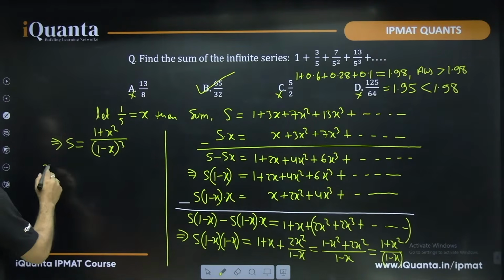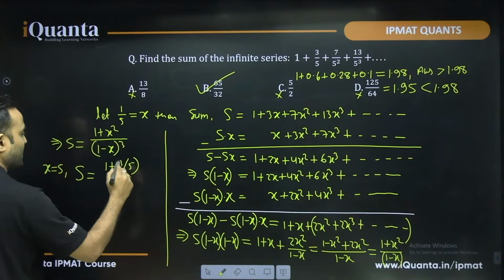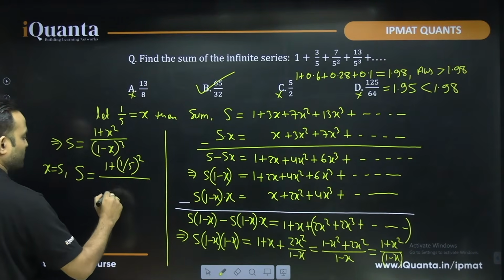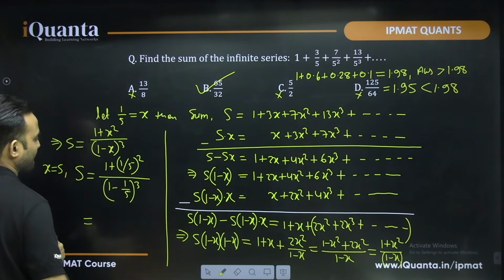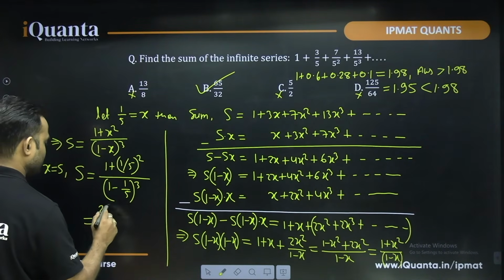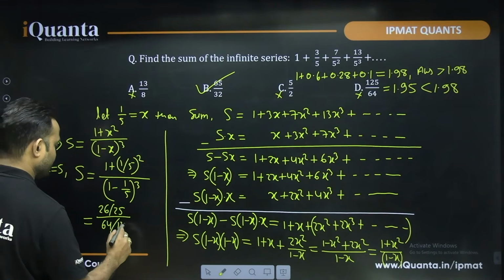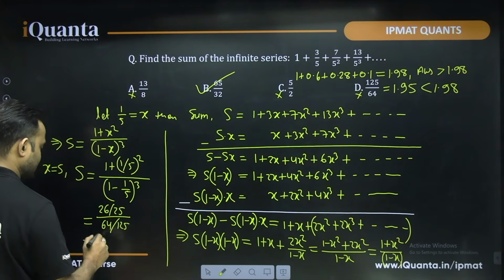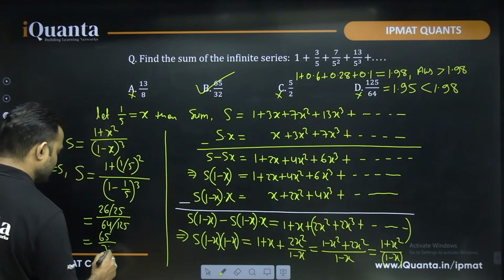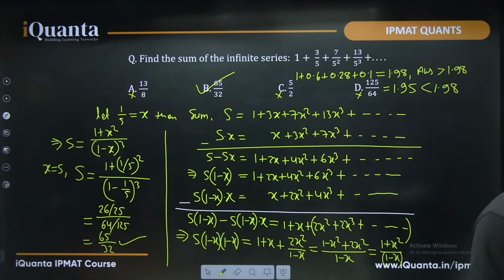Now put x is equal to 1/5. So the sum S will be equal to (1 + (1/5)²) divided by (1 − 1/5)³. This will be 1 + 1/25, that is 26/25, divided by 64/125. So the 5 times cancels out, that will go up, and we get 1365/32. That's your answer. Whew, I hate to do this. I don't want to do this ever.